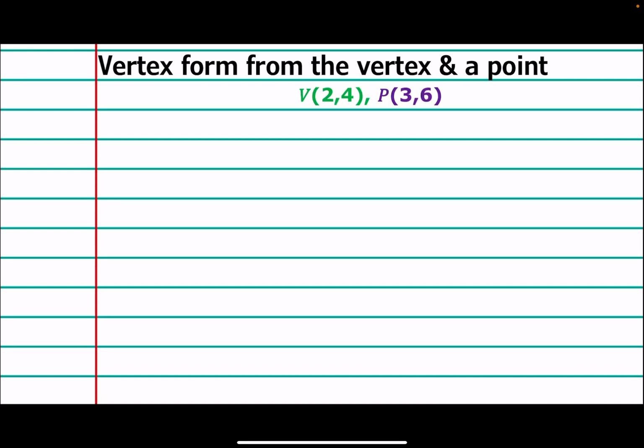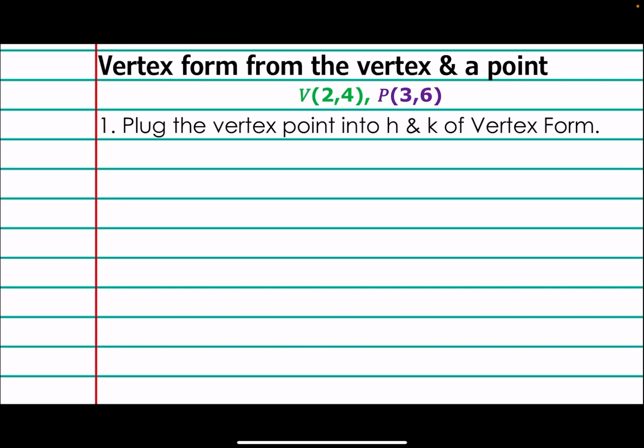All right, vertex form from the vertex and a point. The vertex we're going to be using is (2, 4), and the point is (3, 6). Your first step is going to be to plug the vertex point into h and k of your vertex form. Remember, your h is always going to flip. Your k stays the same. So right here, instead of minus h, we're going to say minus 2, even though it is a positive 2, because you're just subtracting a positive 2. It just becomes minus 2.